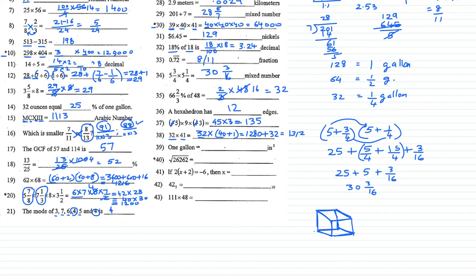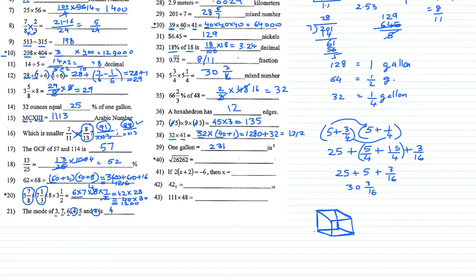Question 39, 1 gallon is equal to how many cubic inches? This is 231 cubic inches. You would have to memorize several conversions. So 1 gallon is equal to 4 quarts, which is equal to 8 pints, which is equal to 128 ounces, and which is equal to 231 cubic inches. So you would have to memorize these conversions.